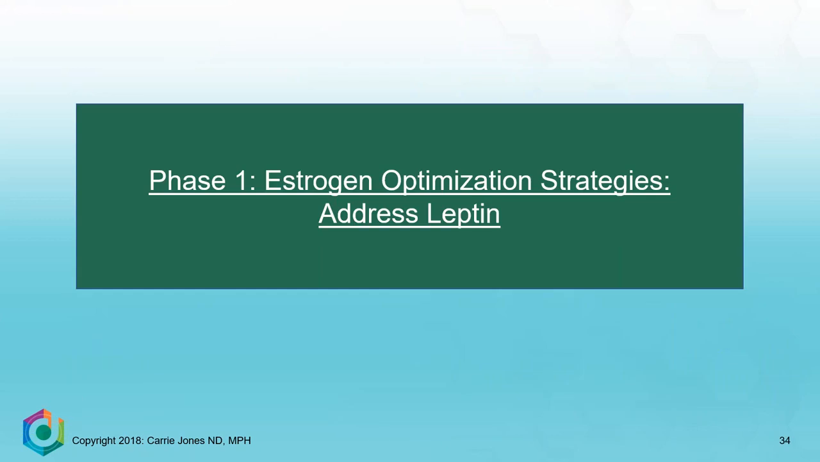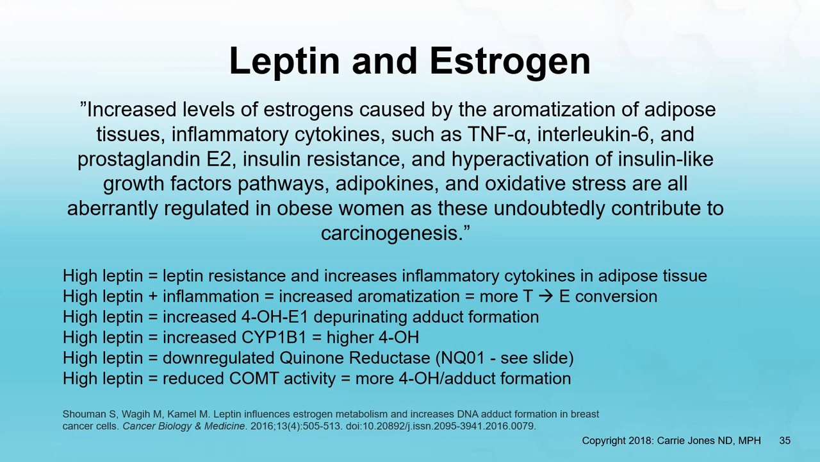All right, leptin. What is leptin? This is a really interesting quote. Increased levels of estrogens caused by aromatization of adipose tissues, inflammatory cytokines such as TNF-alpha, interleukin-6, and prostaglandin E2, insulin resistance and hyperactivation of insulin-like growth factor pathways, adipokines, and oxidative stress. I mean, that's every single bad thing in the body, right? That's everything we talk about with inflammation, all aberrantly regulated in obese women, as these undoubtedly contribute to carcinogenesis. So what is the point of this? The point is, if you have all this extra fat tissue, then you're going to have elevated leptin plus all these inflammatory markers, insulin resistance, and all of these things contribute to a path of potential carcinogenesis.